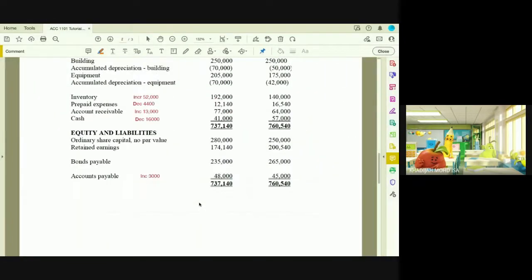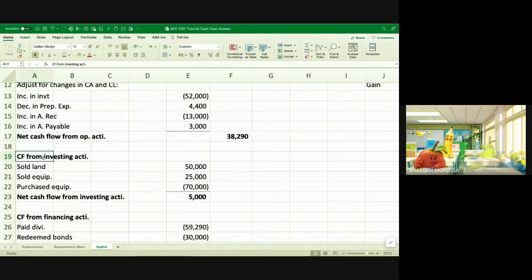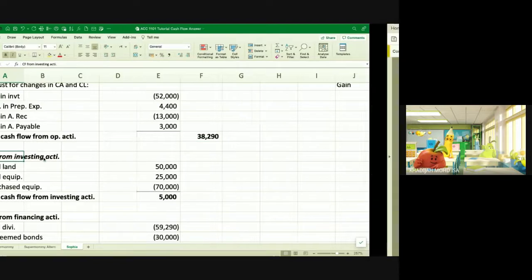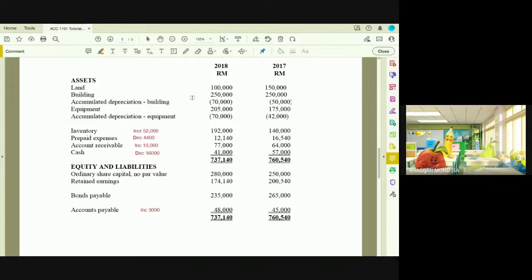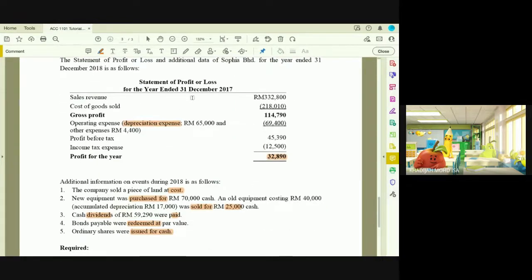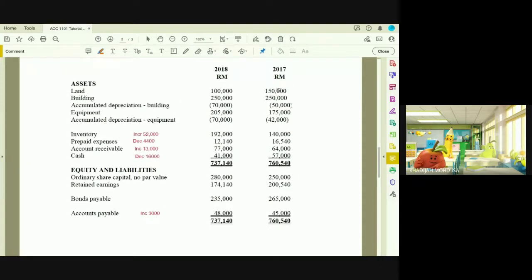The second one is that you go into your investing activities. What do you have here? Look at the notes to the accounts, or you can look here. The company sold a piece of land at cost. What would be the cost? You just take this one, 150,000, and then you only have 100,000, which means there's a decrease in land. The note says there's a disposal, so the difference is 50,000.